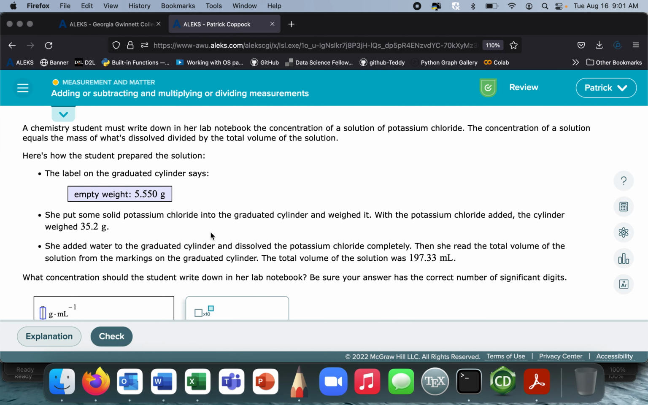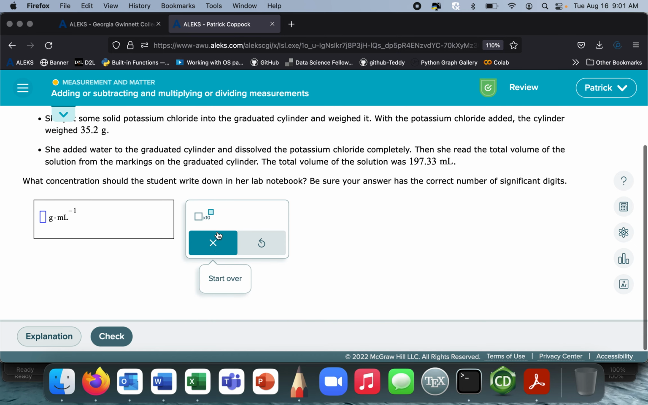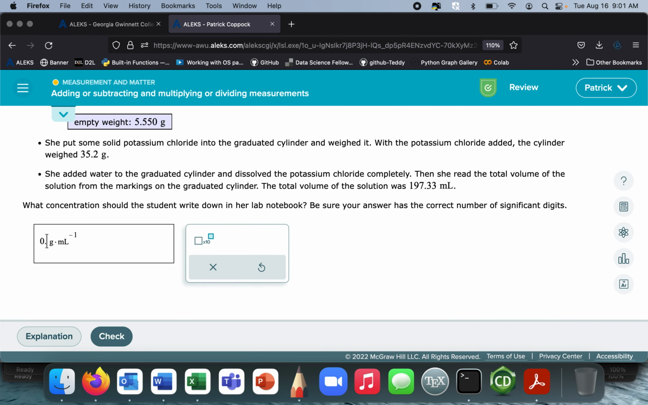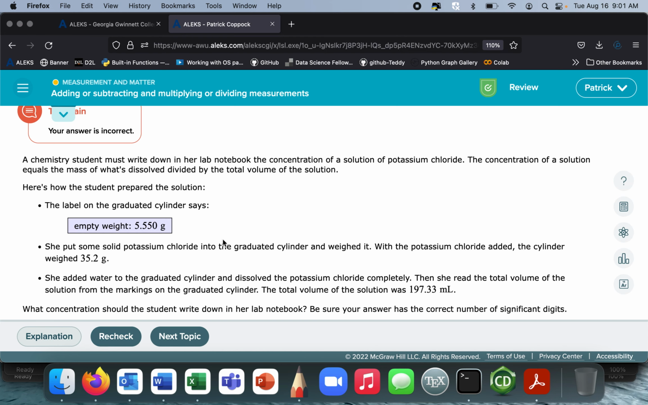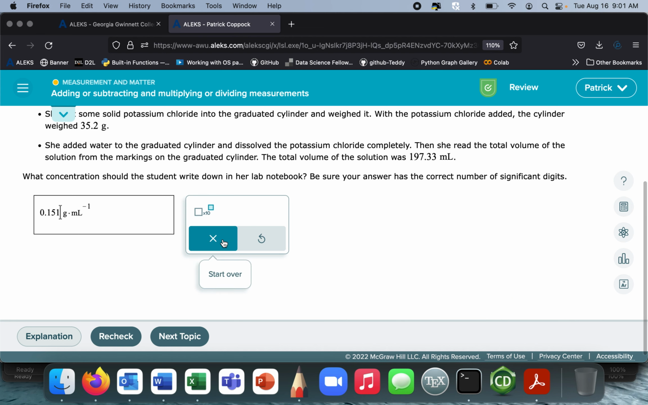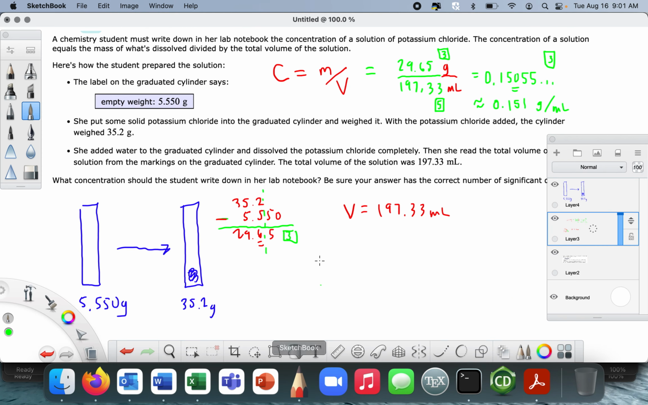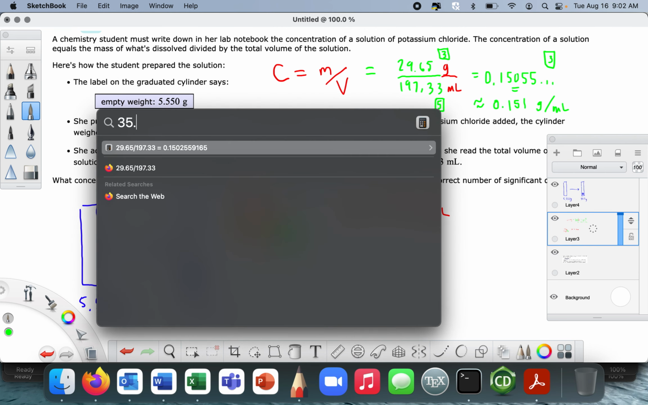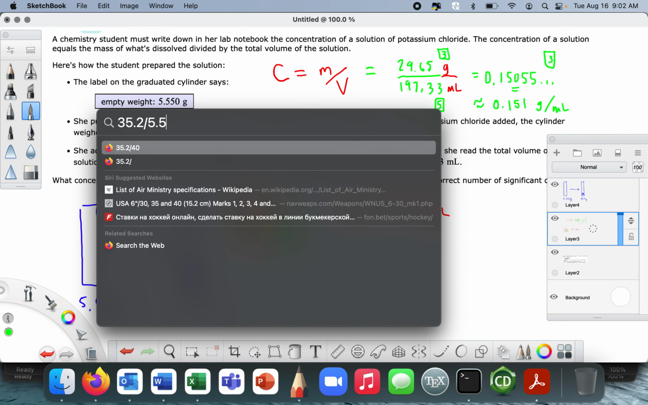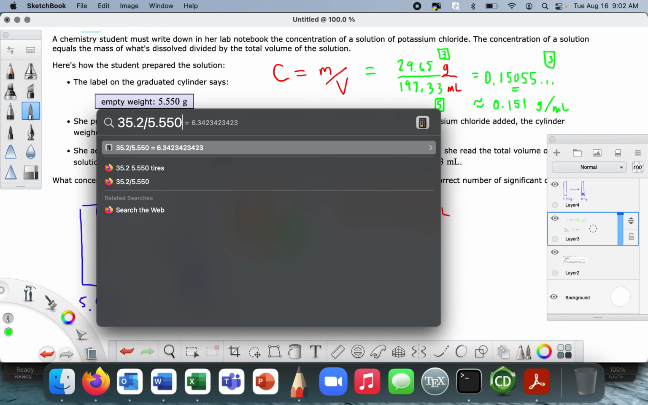Let's go back over here then. And that's the only thing I'm asked, just that one question. 0.151 grams per mil. And let's check that. All right, got it wrong. Crud. Let's go back and check our work. Let's just check this math. 35.2 divided by 5.550. No. Oh, man. Are you serious? I got that part wrong?